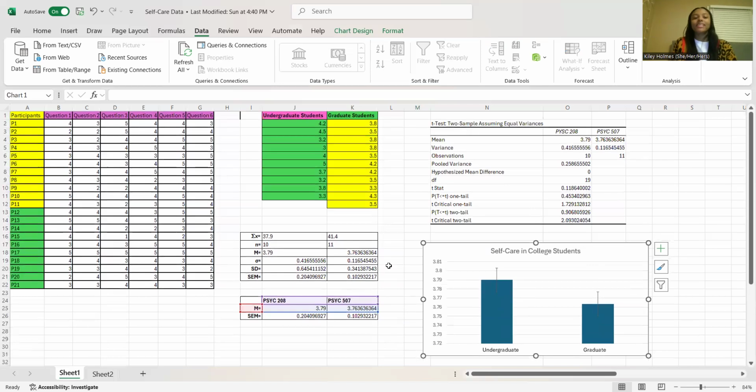So yeah, this is my data analysis of prioritizing self-care in college students.